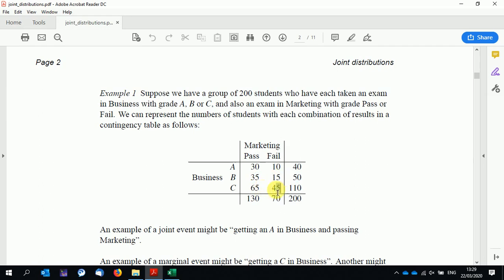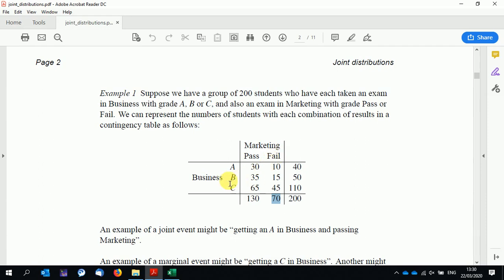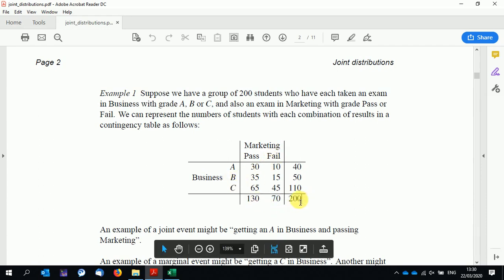If I just take one example, 45 would be the number of students out of 200. So there were 45 students who got a C in business and who failed marketing. So then think about the meaning of 40, 50, and 110. 40 would be the number of students who got A in business, irrespective of what they achieved in marketing. What's the meaning of 70 here? It would be the number of students who failed marketing, irrespective of what the grades were in business. And 200 would clearly be the total number of students.